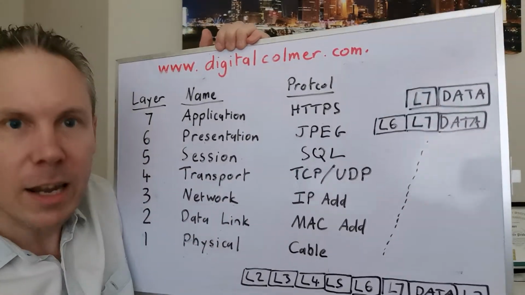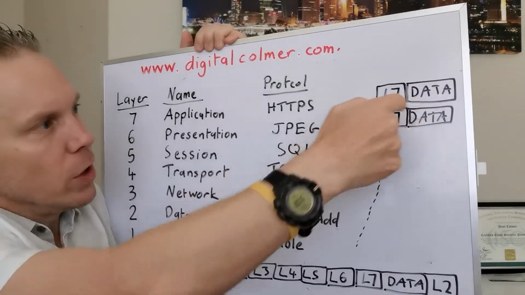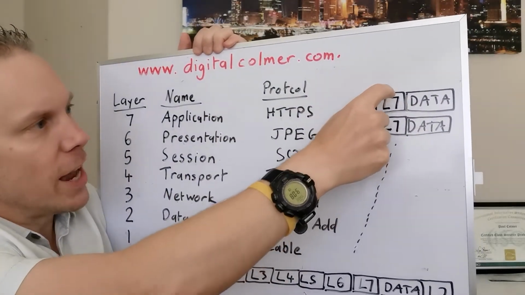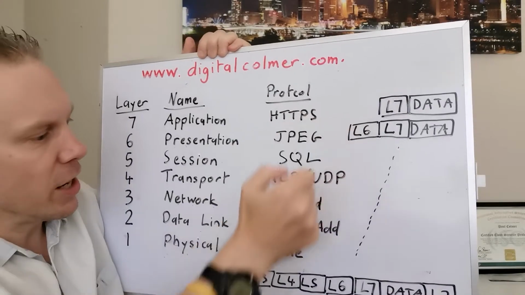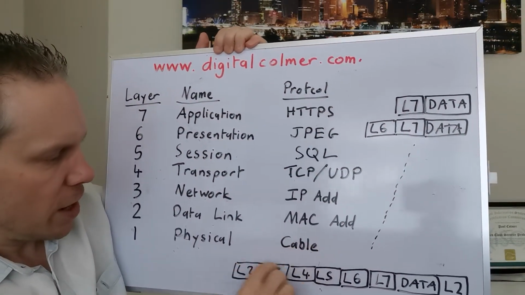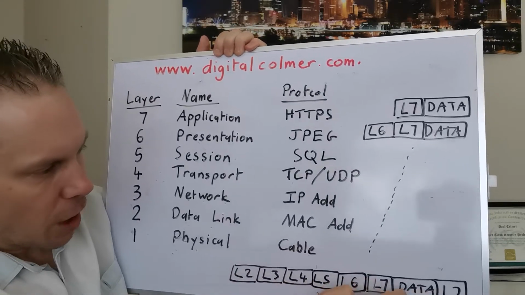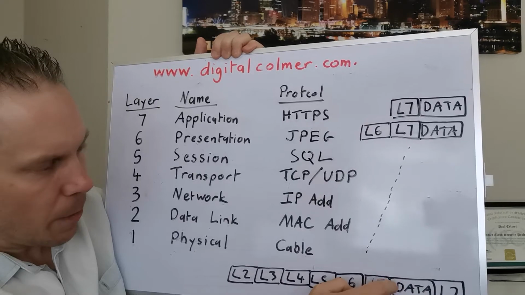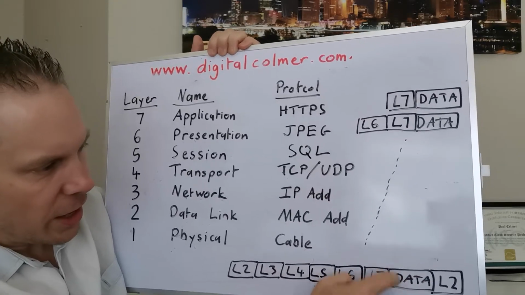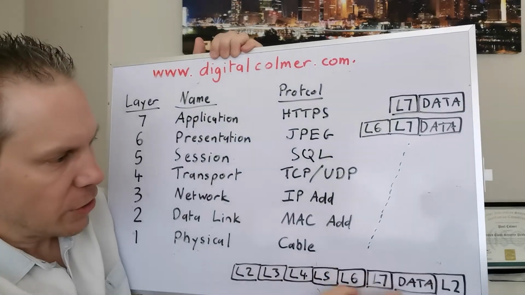What happens to that email? Well, the data would be the email itself. The computer then attaches what we call layer 7 information, then layer 6, 5, 4, 3, 2, all the way down to here. So we have all these different layers added around the data. So this data is now what we call encapsulated by these different headers and tails.